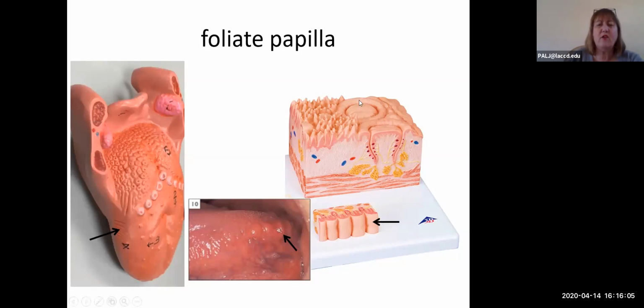And so on the model, they're not actually sitting up on the top of the tongue surface because that's not where they're located. They're here on the side. So you can see that these are the foliate papilla.